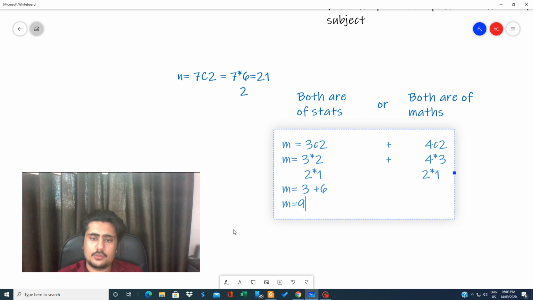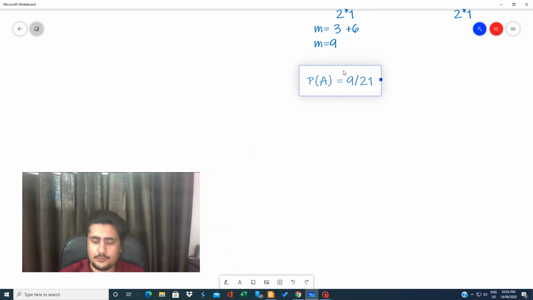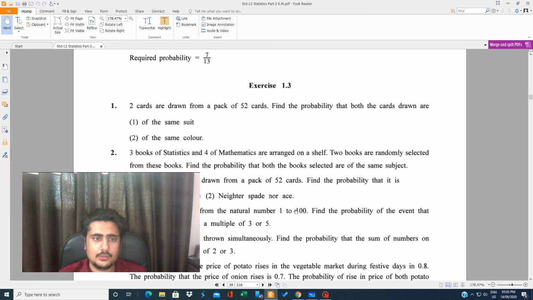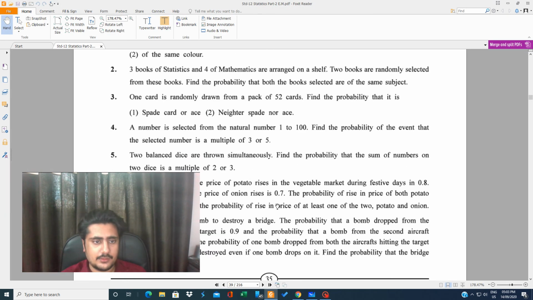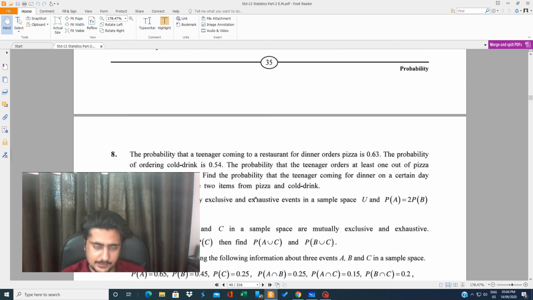So your probability is 9 by 21. If you want to reduce it, it's 3 3s are 9 and 3 7s are 21. So this is your answer. Now, 1.3 sum we have done, up to sum 8 we had done this particular.